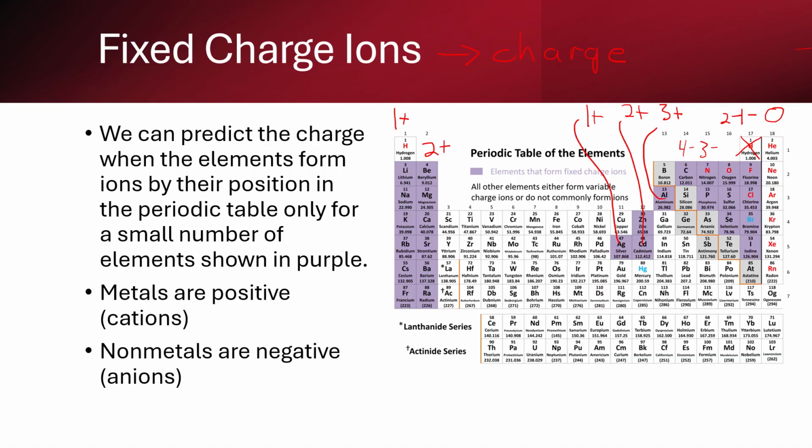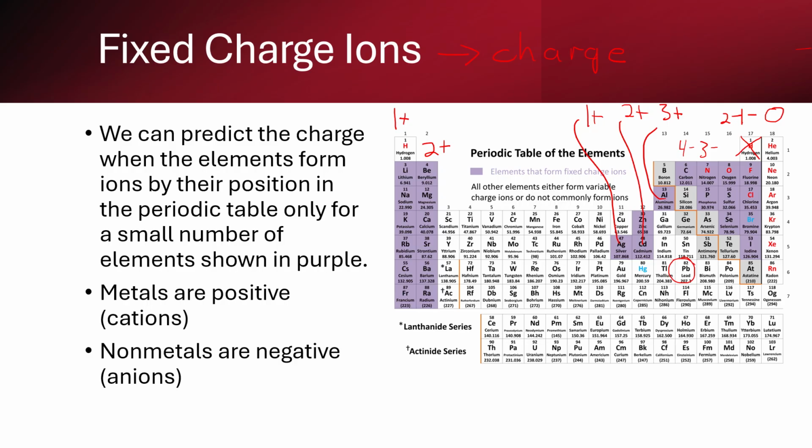Please don't look at something like lead, which is down in the bottom of the carbon family, and say that that'll be 4-. Lead is a metal. Metals are always positive, so that 4- only applies to carbon. These negative charges only apply to the elements that are shaded in purple. Just a real quick summary, group 1 and group 2 are 1+ and 2+.